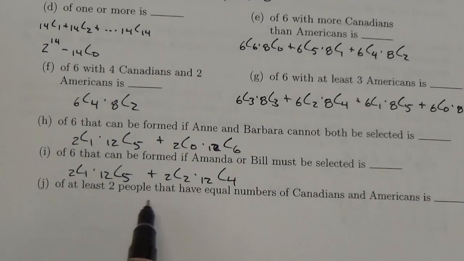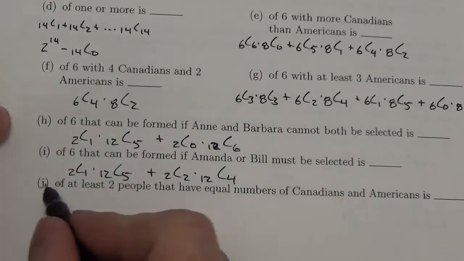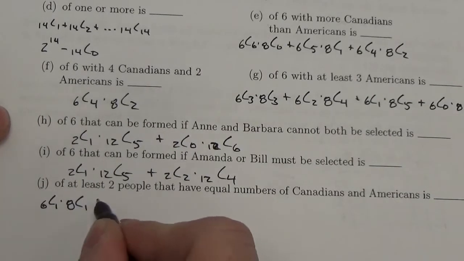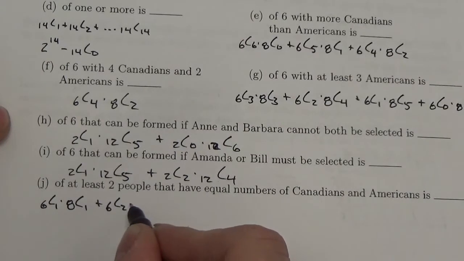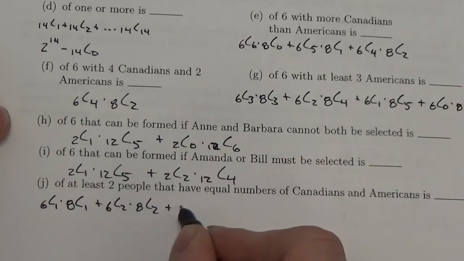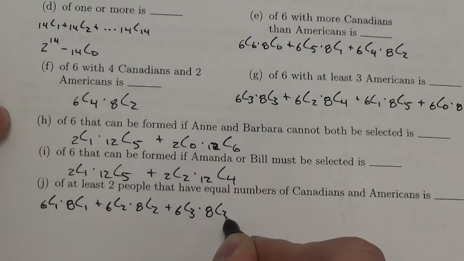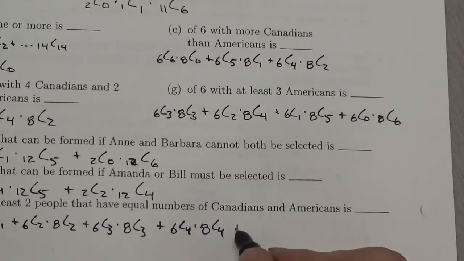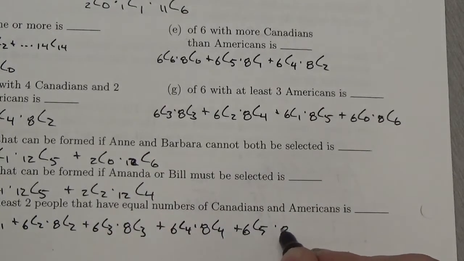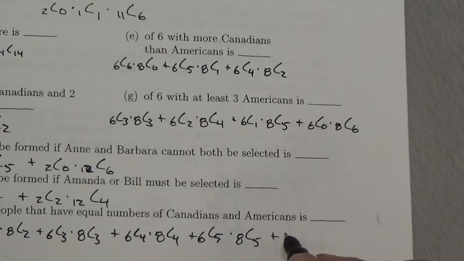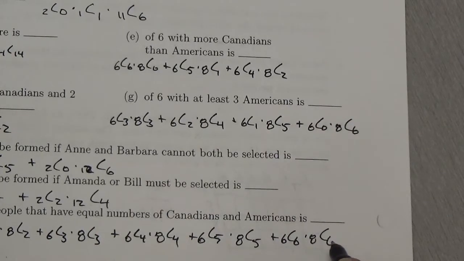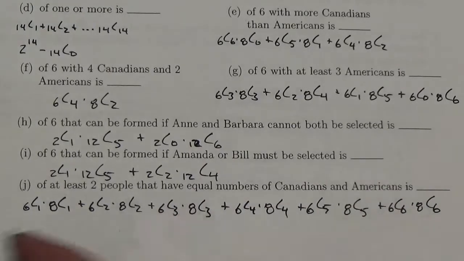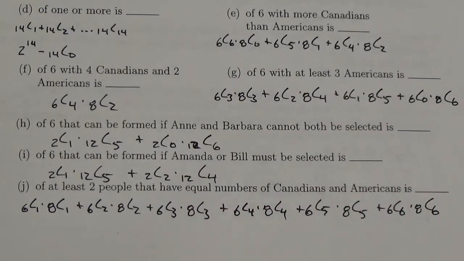How about groups of at least 2 people that have equal numbers of Canadians and Americans? Okay, at least 2 people. So that could be 6 choose 1 times 8 choose 1, or 6 choose 2 times 8 choose 2, or 6 choose 3 times 8 choose 3, or 6 choose 4 times 8 choose 4, or 6 choose 5 times 8 choose 5, or 6 choose 6 times 8 choose 6. And that is about as far as I can go with that one, because if I go any further, then I won't have equal numbers here. That's a big one. And that's how you would handle those problems.